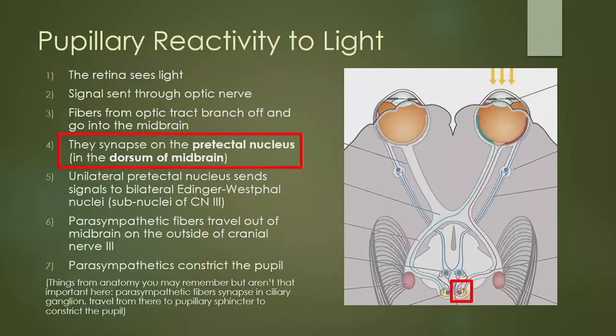From there, the pretectal nucleus sends it to the bilateral Edinger-Westphal nucleus. You guys probably remember that from anatomy last year. The Edinger-Westphal nucleus is just a subnucleus of cranial nerve 3. It's got a fancy name, but in terms of understanding where it is, it's just part of the cranial nerve 3 nucleus.